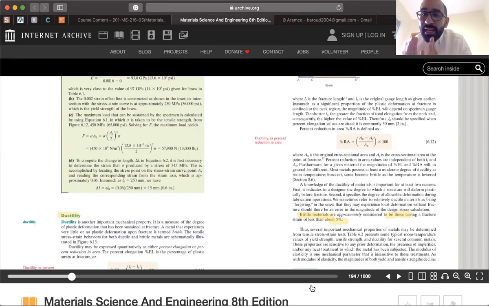Stiff is only related to the elastic region. Right? It's only related to the elastic region, and it's related to the modulus of elasticity. If the modulus of elasticity has a higher value, it's difficult to elastically deform the material. Okay? Let me remind you again.